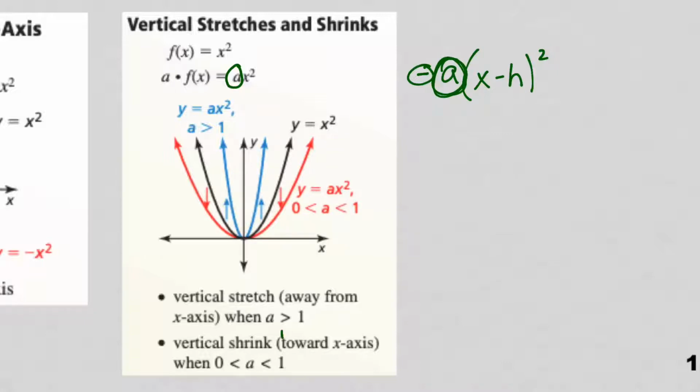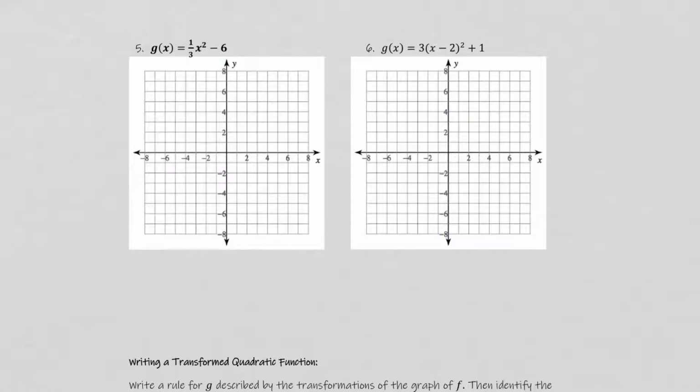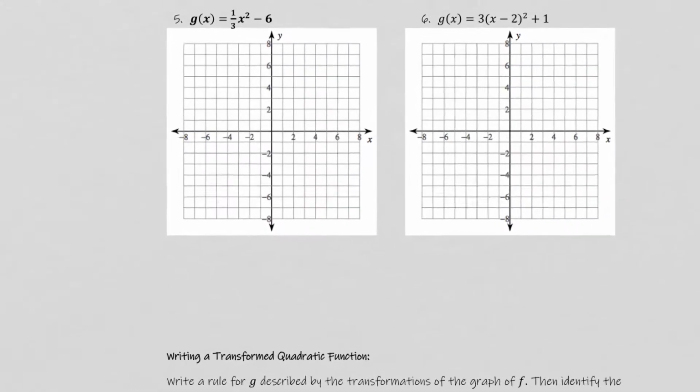If it is greater than 1, it is a vertical stretch. If it is between 0 and 1, it is a vertical shrink. Now, notice we don't say less than 0 because if it's negative, that just means reflection. Okay, so now go over to number 5 in the practice, or in the notes.